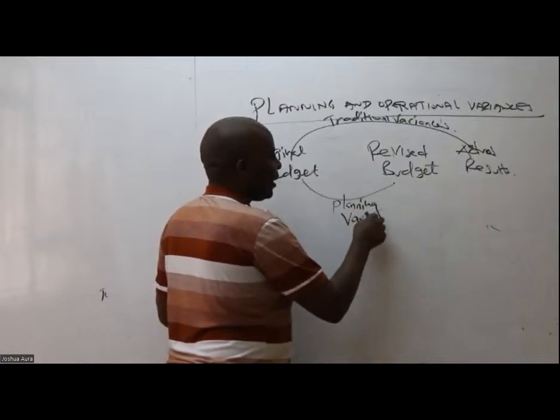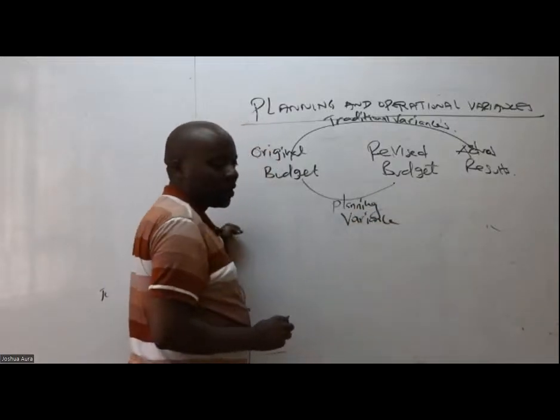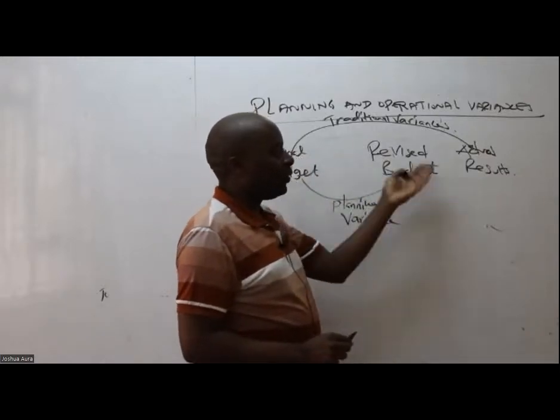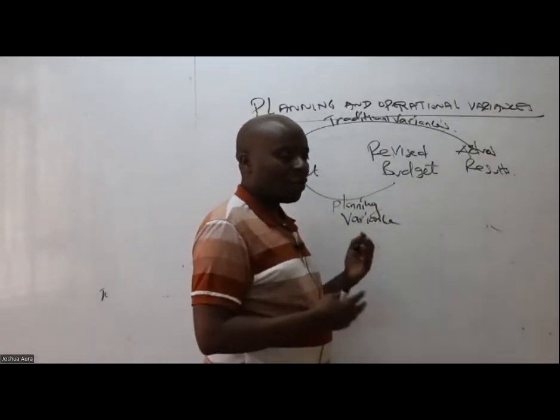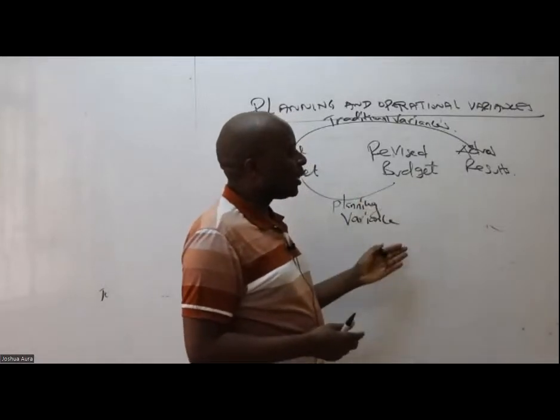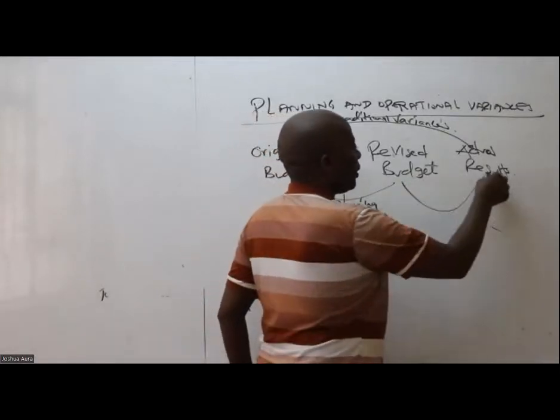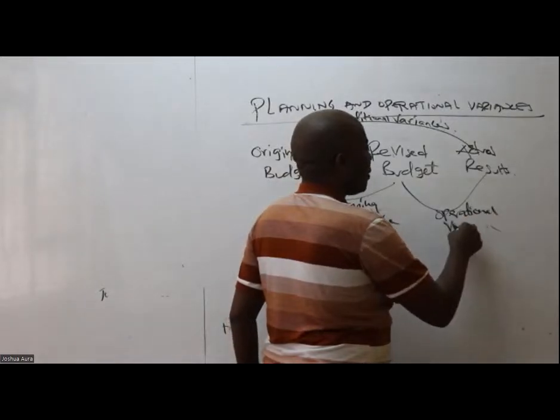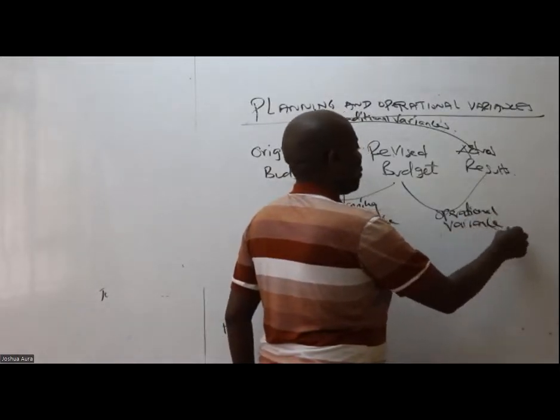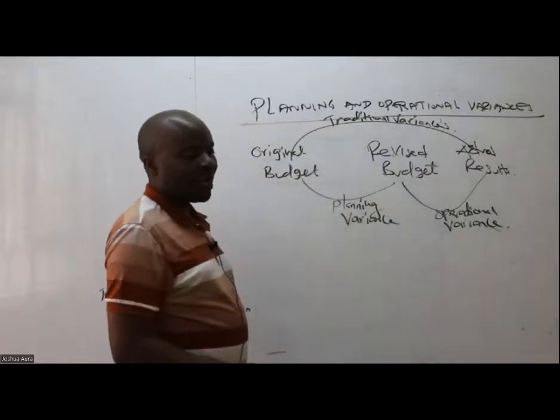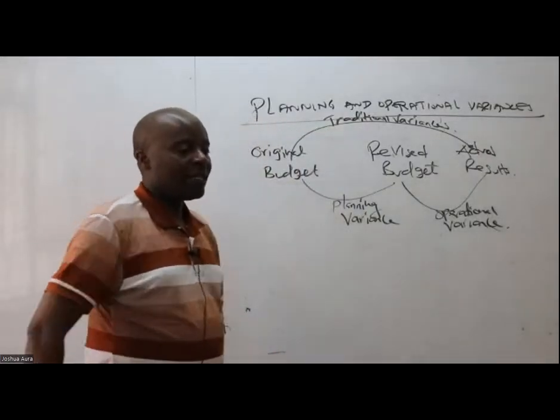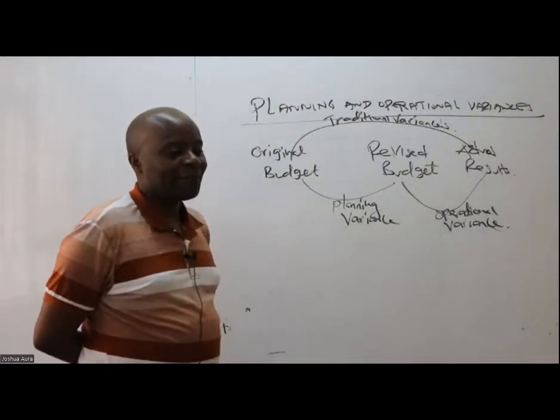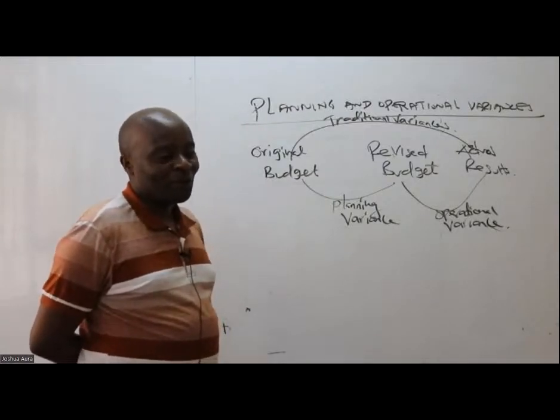So this is the planning variance. And then, ladies and gentlemen, at the end of the day, you'll be looking at the revised budget vis-a-vis the actual during operations. During operations, we'll be comparing the revised versus what here? Actual. So this is what we call the operational variance. So have you been able to draw this?